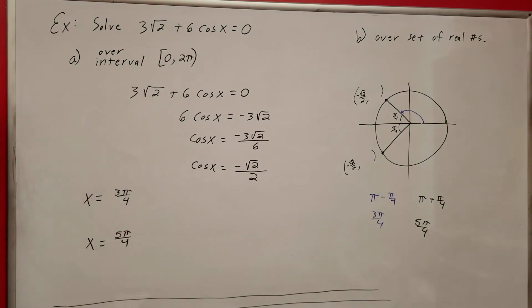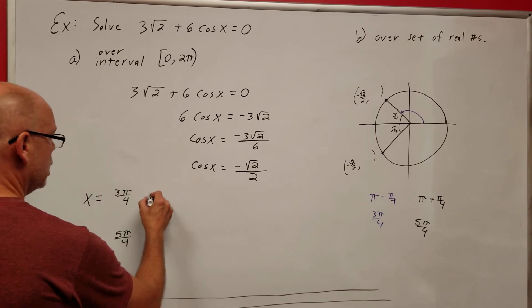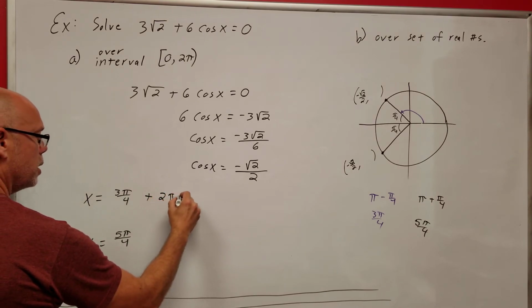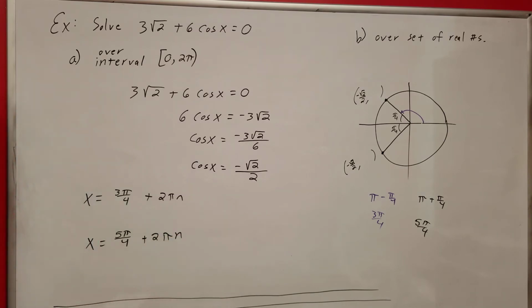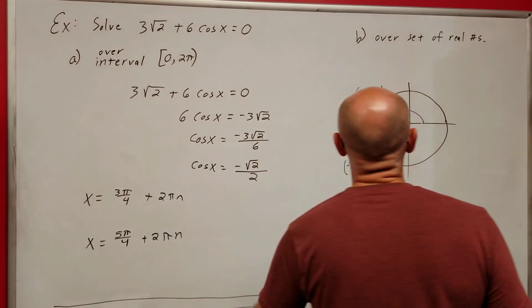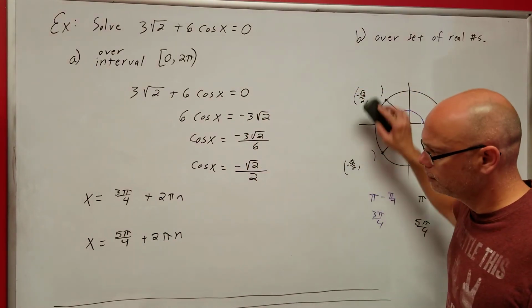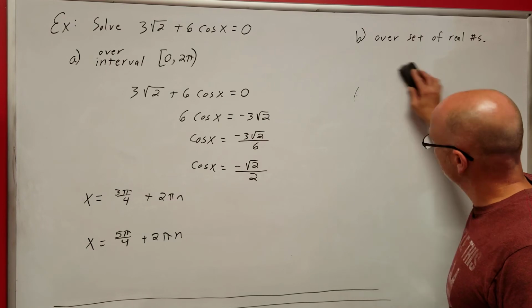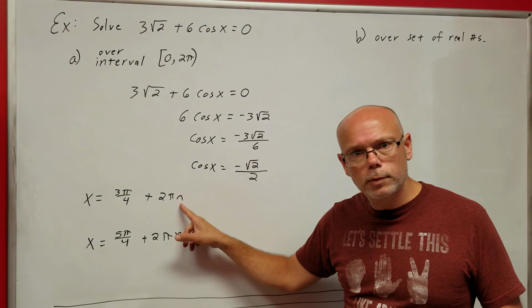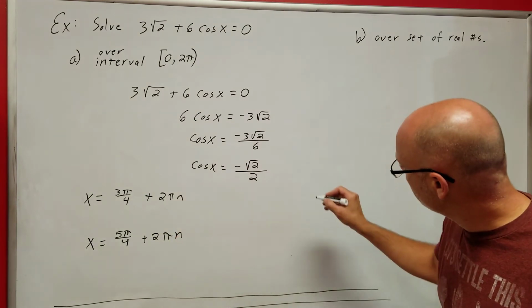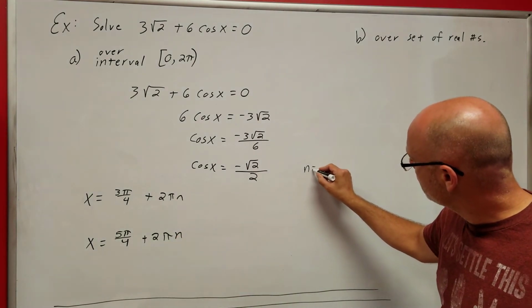Now let me go ahead and put in this, just to get us in the habit of this, okay? Let me go ahead and put plus 2 pi n here. And what we're going to do is take a look at what about when n is 0? What about when n is 1? What about when n is 2 and so forth, okay? How about when n is equal to 0?